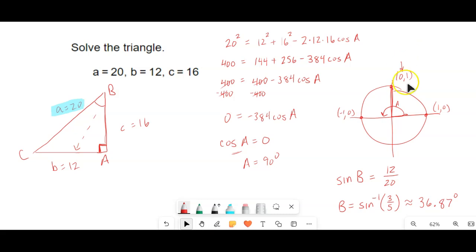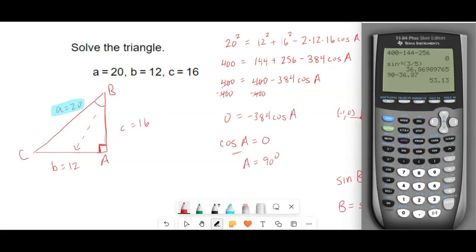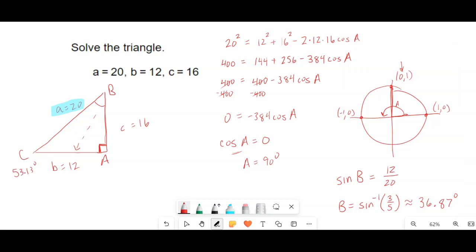All right, and then remember, because this is a right triangle, angles C and B are complementary. So I can just subtract that number from 90. So 53.13 is angle C. 36.87 was angle B. All right, so there is a side that ended up having a right angle in there. So it allowed us to use just good old right triangle trig to solve for those remaining angles.